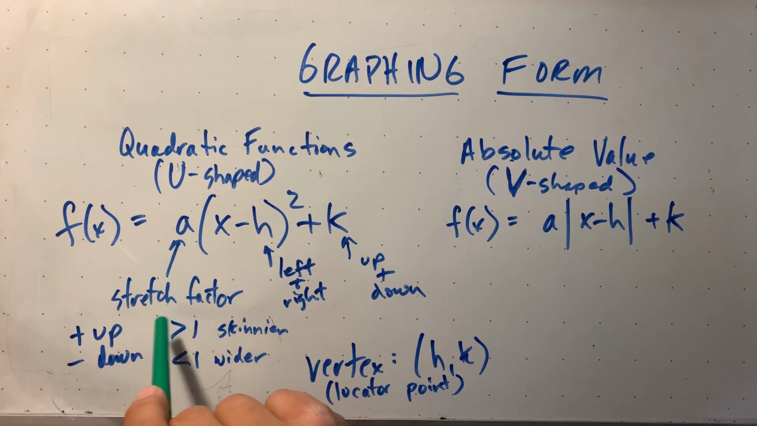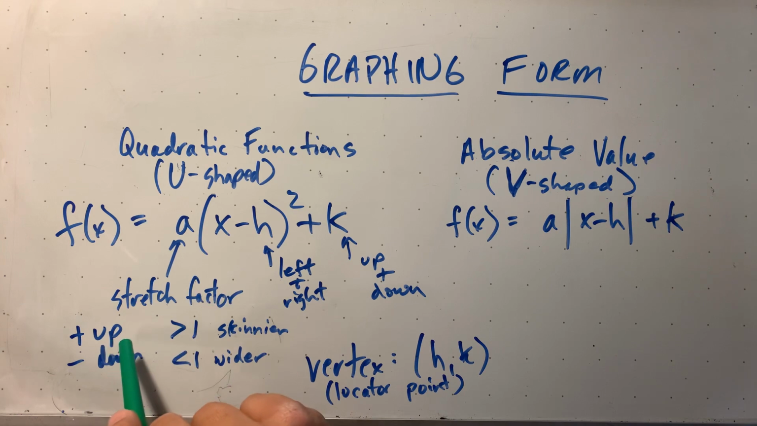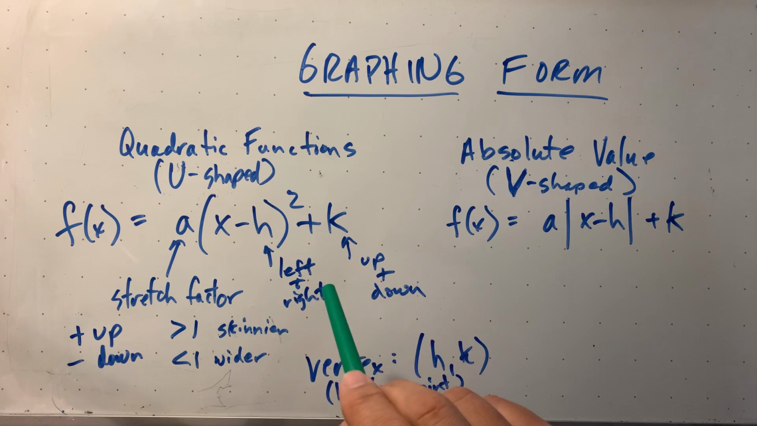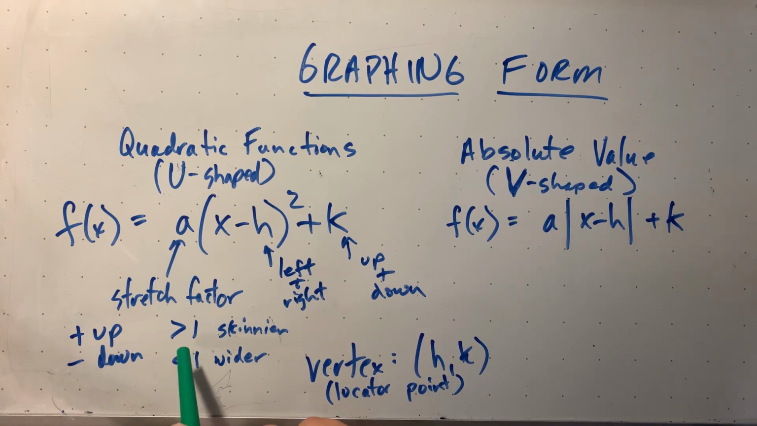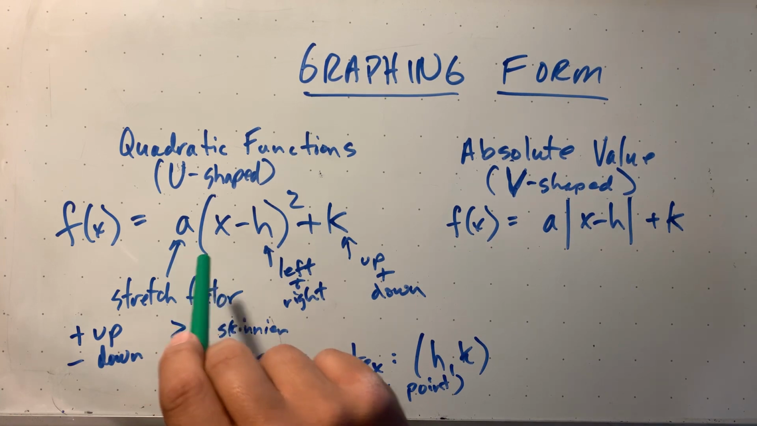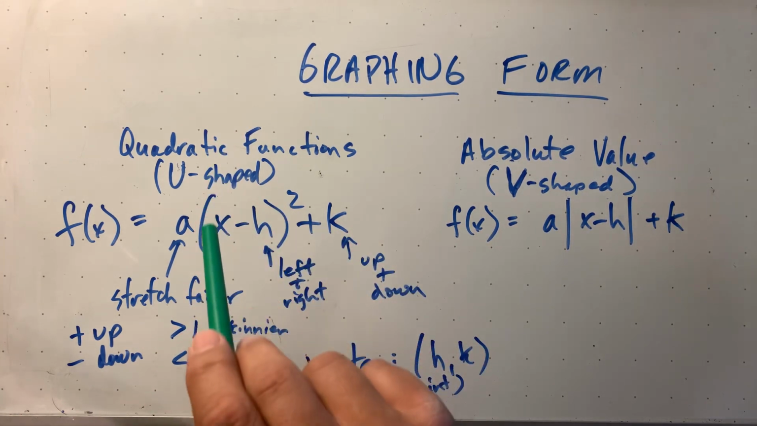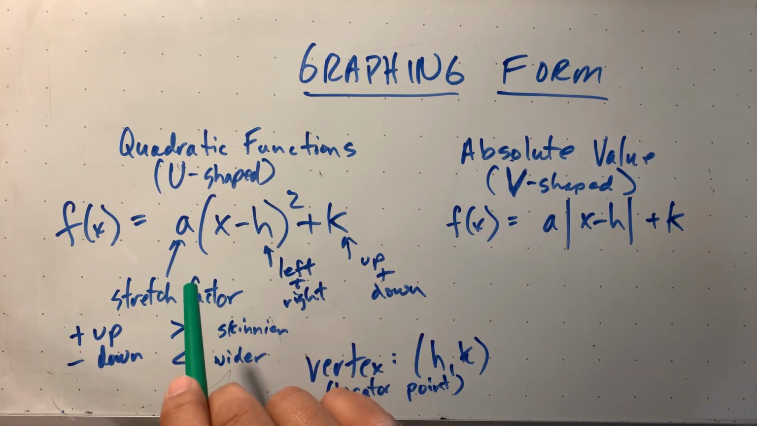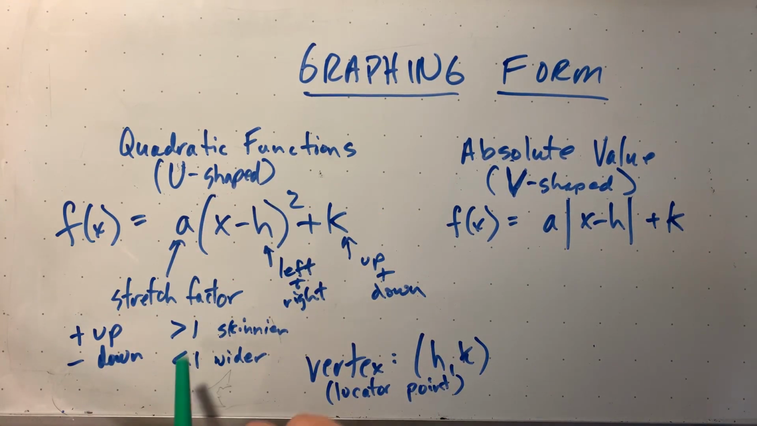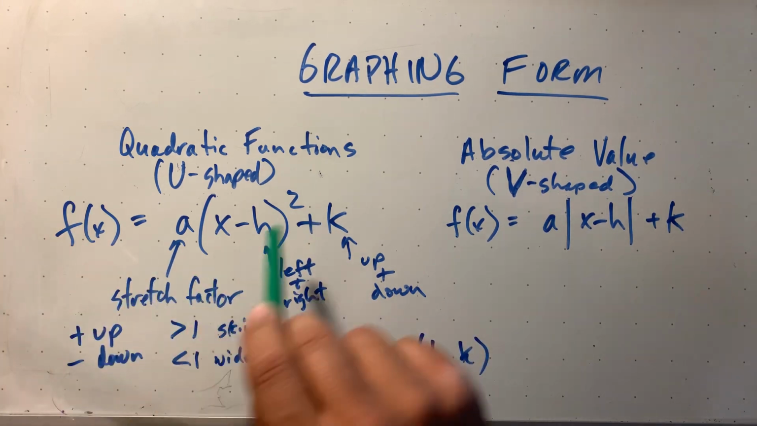A stands for your stretch factor. So if that stretch factor is positive, then your parabola is going to open up. If it's negative, then your parabola is going to open down. Also, if that stretch factor is greater than 1, then it's going to be a skinnier graph. And if it's less than 1, it's going to be wider. And so the idea there is if that number is bigger than 1, then it's going to make the graph grow faster. So if it grows faster, then it's going to go higher faster. So then that's what makes it skinnier. Whereas if it's less than 1, it's going to make it grow a little slower, so it'll be wider.